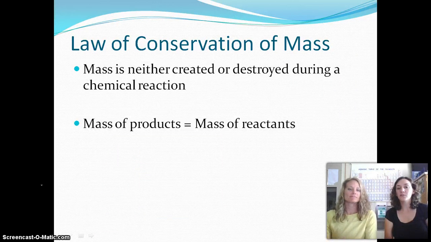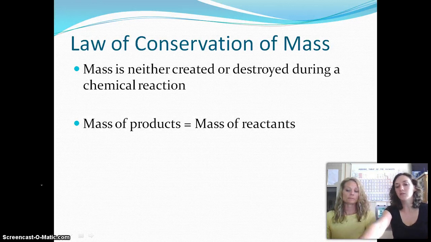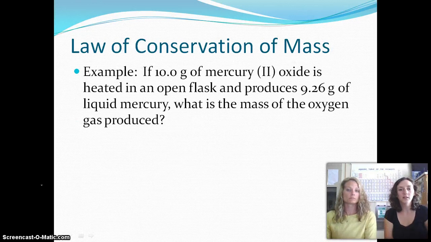So mass is neither created nor destroyed during a chemical reaction. That is how the law is stated. And again, the mass of the products equals the mass of the reactants. So this is your first little calculation. If 10 grams of mercury oxide is heated in an open flask and produces 9.26 grams of liquid mercury, what is the mass of oxygen gas produced? How are we going to set it up? I don't know. You tell me.